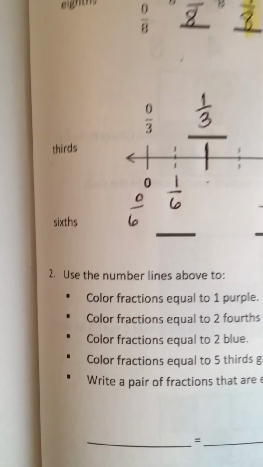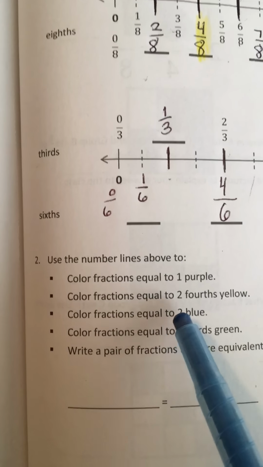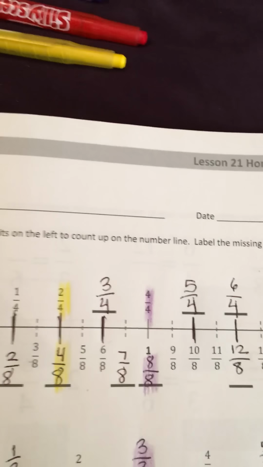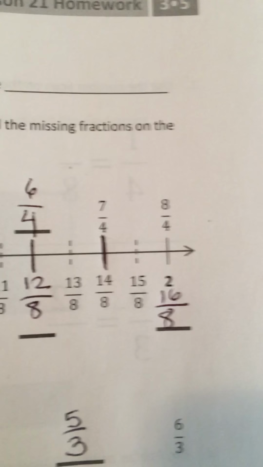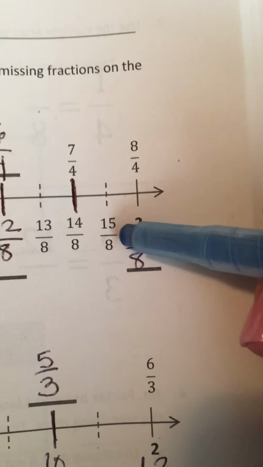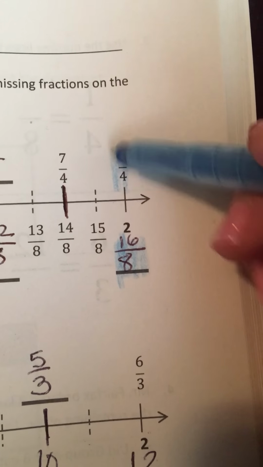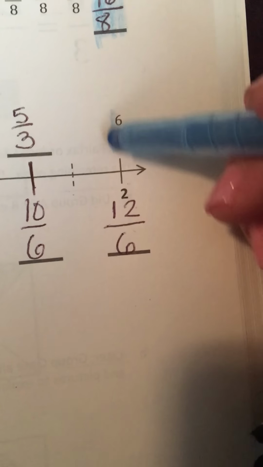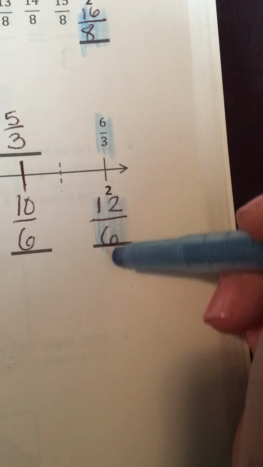Now I need blue. Color fractions equal to 2 blue. So find your 2's. Where's 2? 2's the end of your lines for both of them. So this is equal to 2 wholes. This is equal to 2 wholes. This is equal to 2. This is equal to 2. 2 blue.